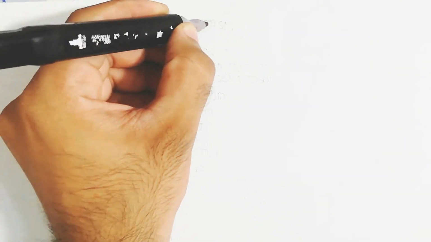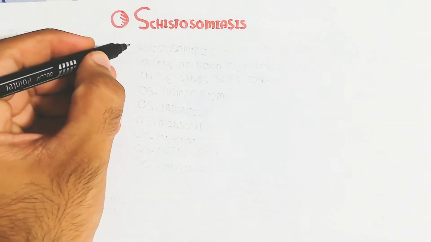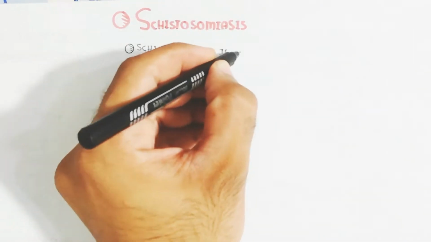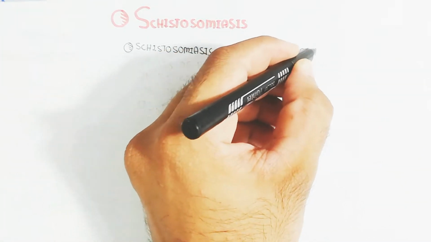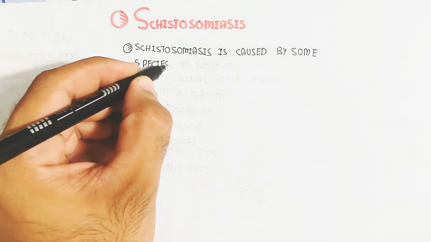Hello, in this video we will discuss schistosomiasis. Schistosomiasis is caused by some species of blood trematodes, flukes, which are parasites in the genus Schistosoma.